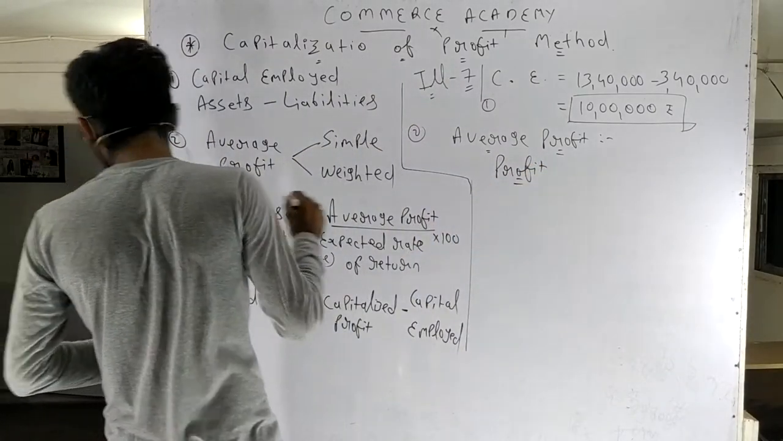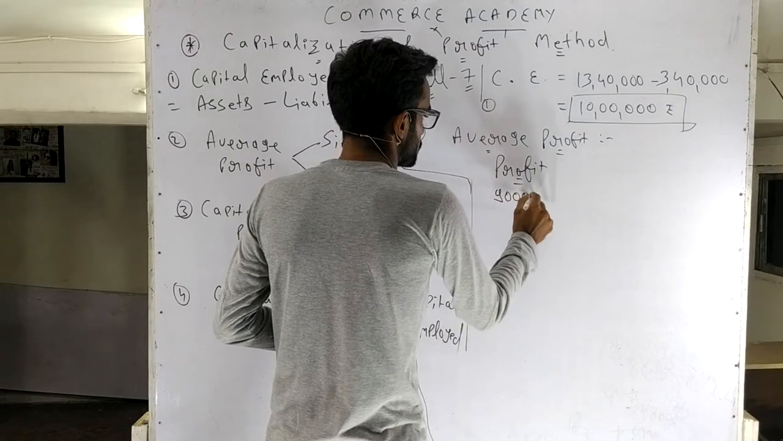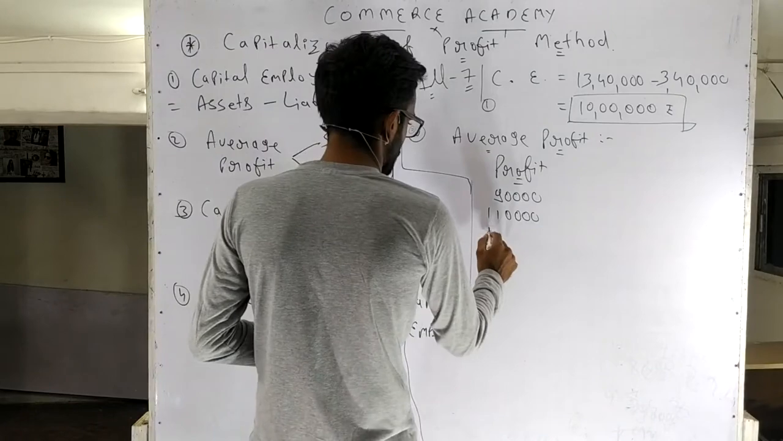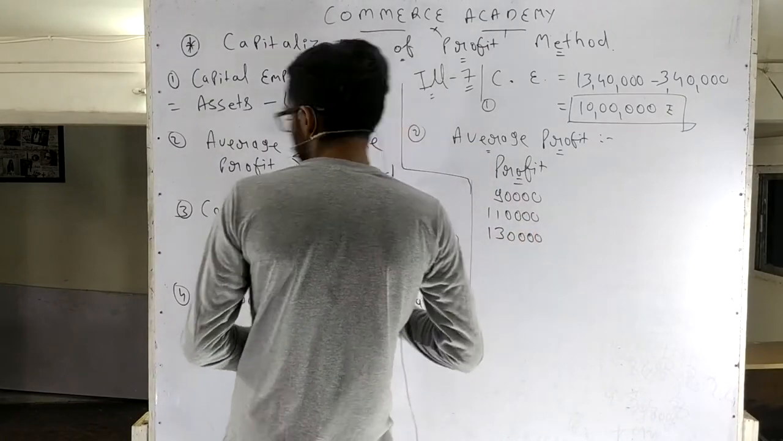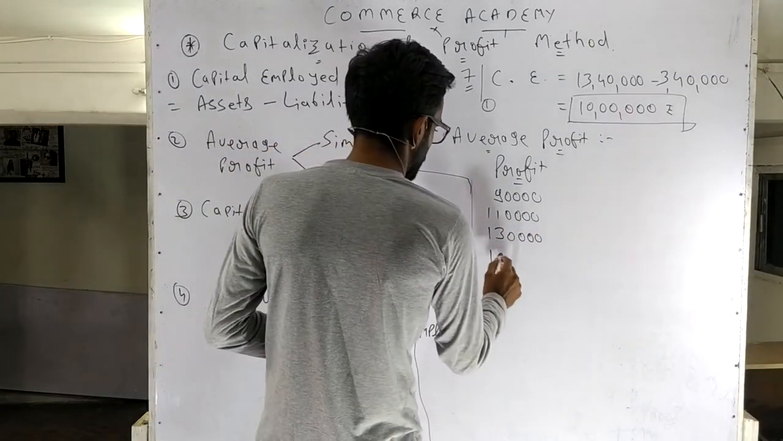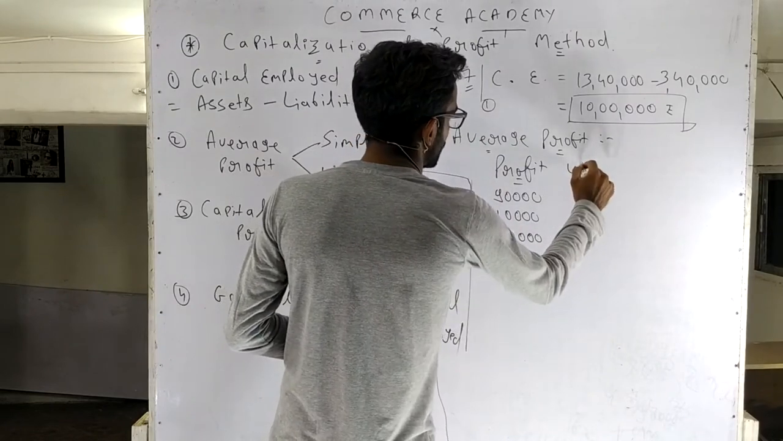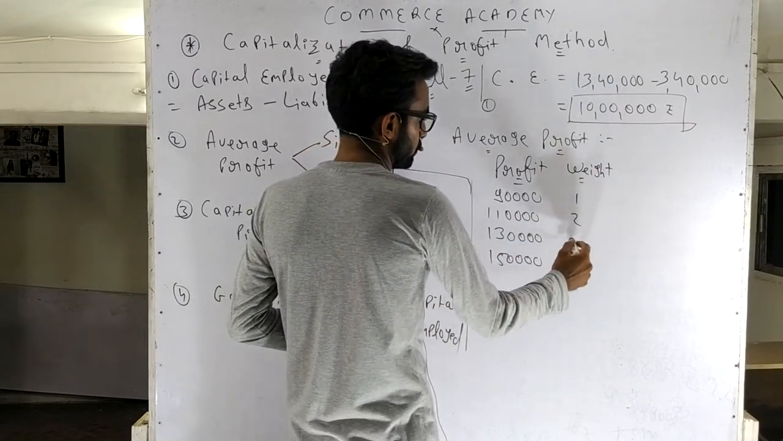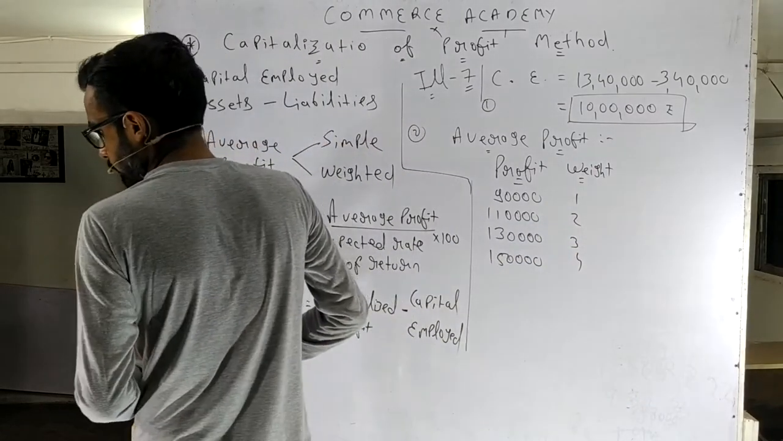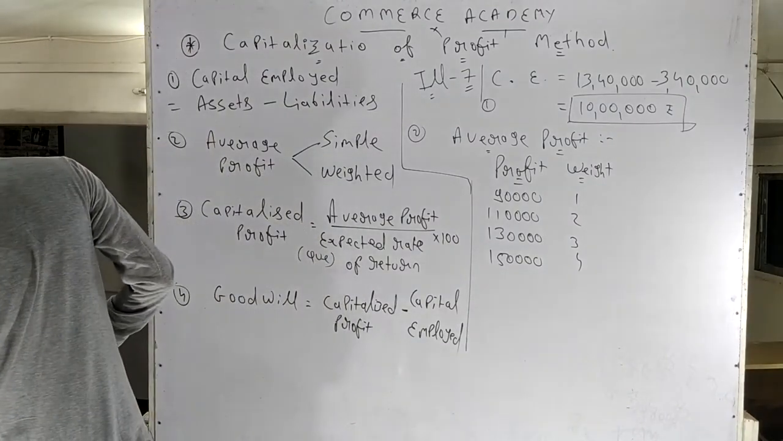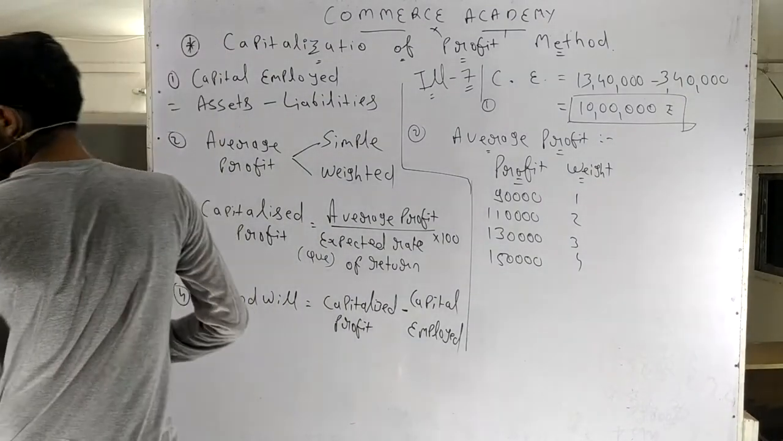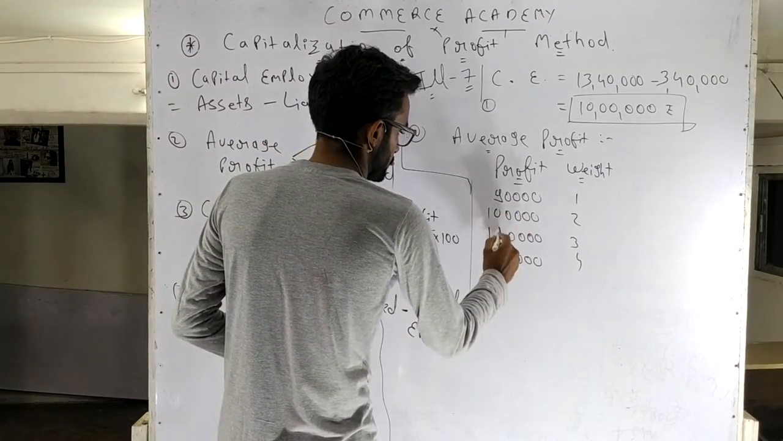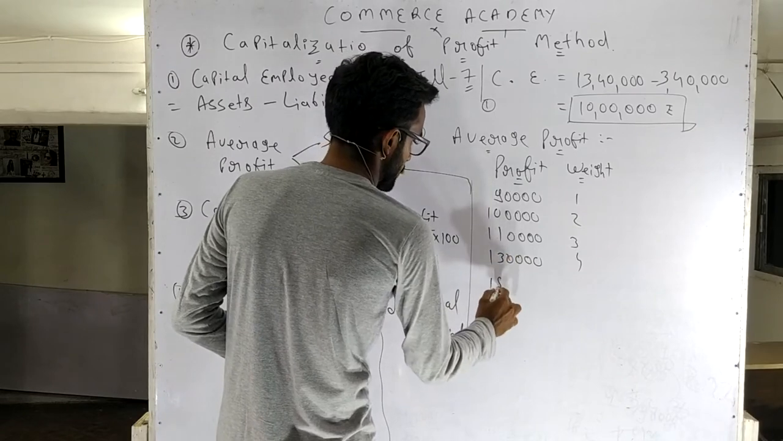Profits are 90,000, 1,00,000, 1,10,000, 1,30,000 and 1,50,000. So now we will give the weights. Weight is easy to give: 1, 2, 3, 4 and 5.